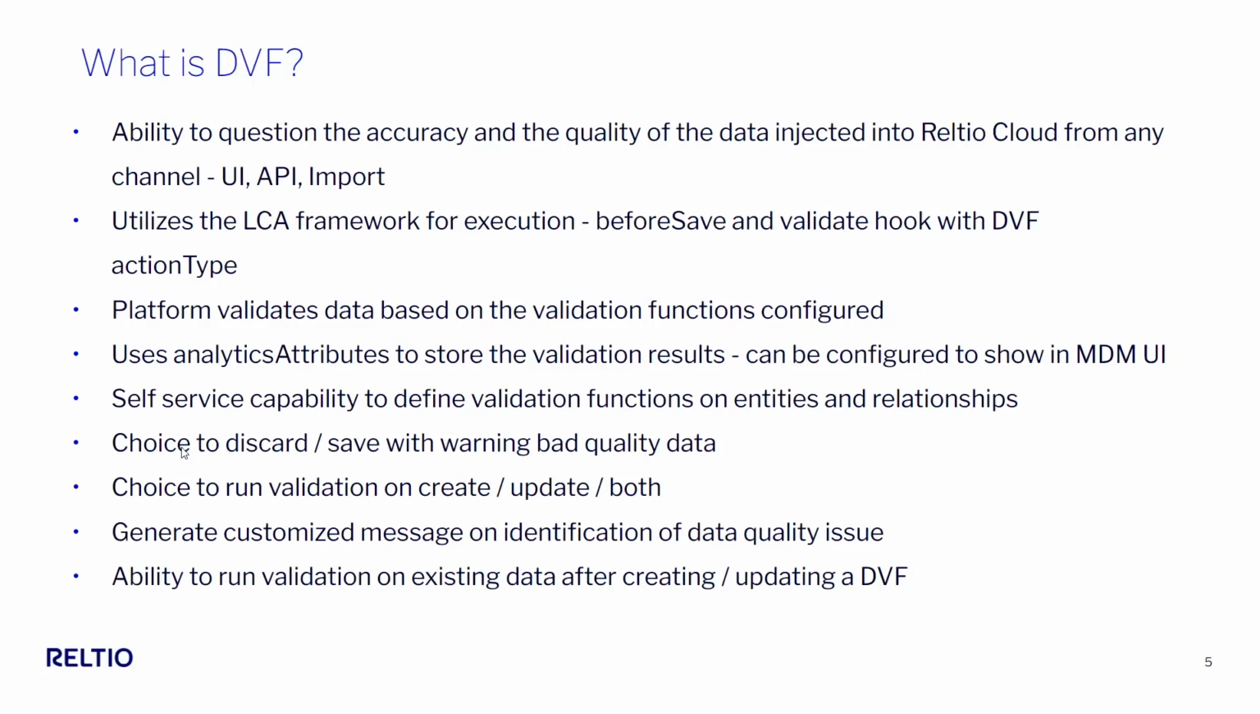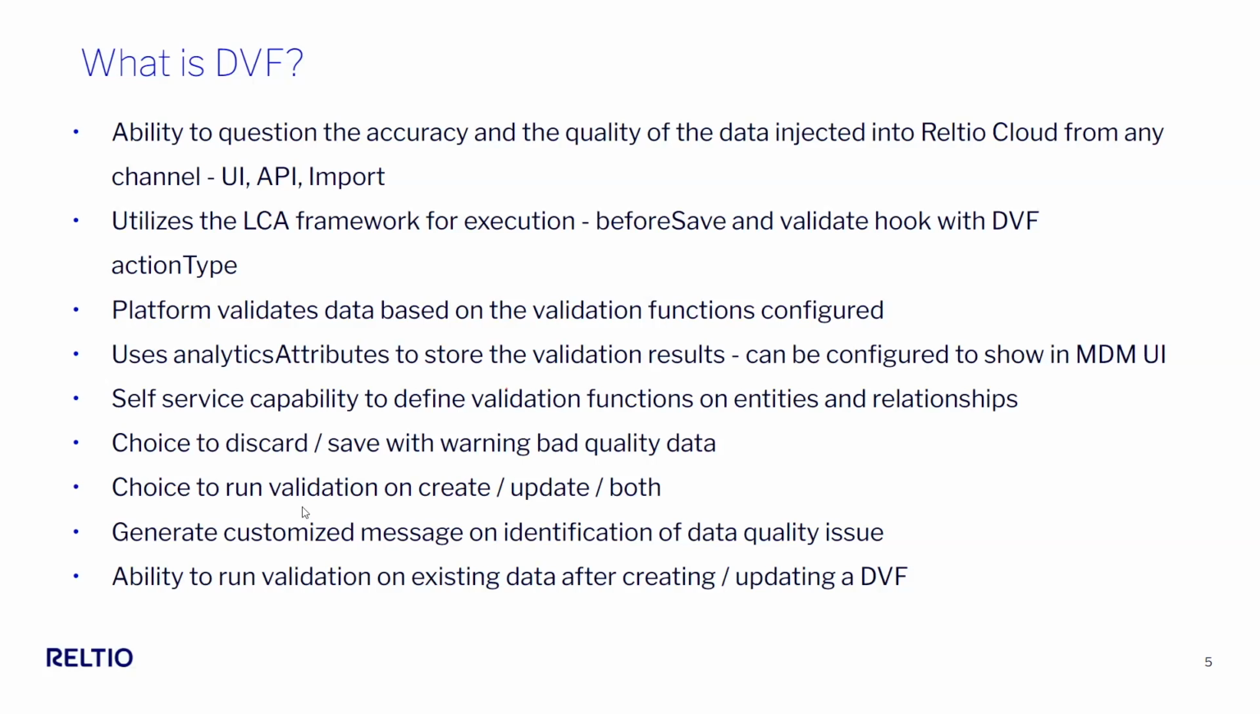There's a choice to discard or save with warning any bad quality data. And you can also choose whether you want to perform these validations only during create, only during update, or for both. So whether the validation should run only when you're creating new data or when you're updating existing data, or you want to run those validations in both scenarios. And then you can define the message which should be displayed to the end user when any of these validations fail.